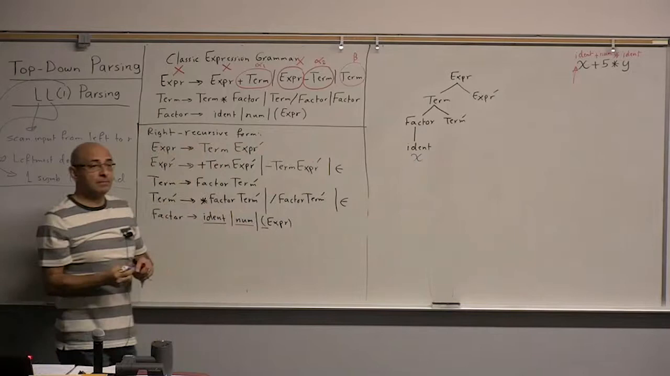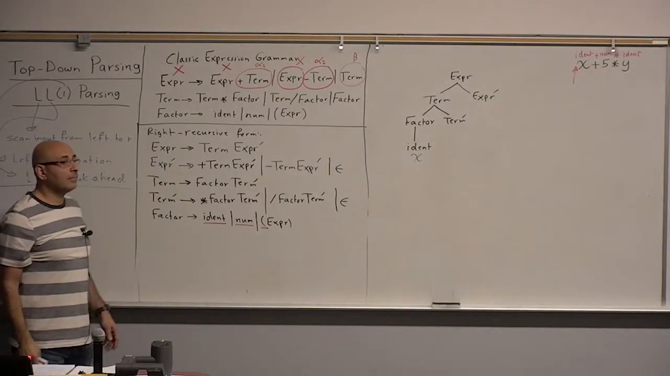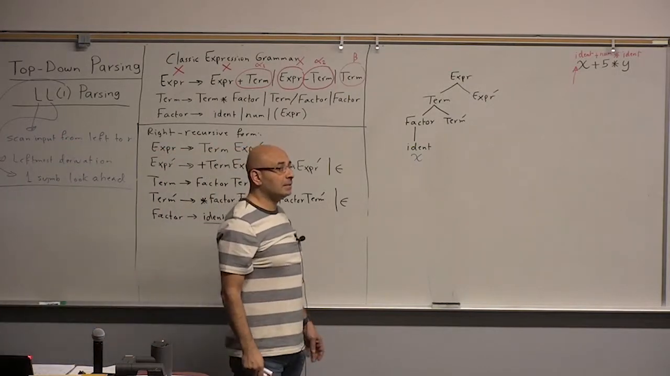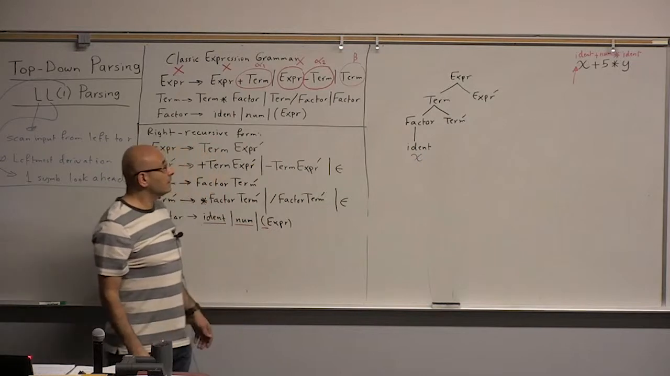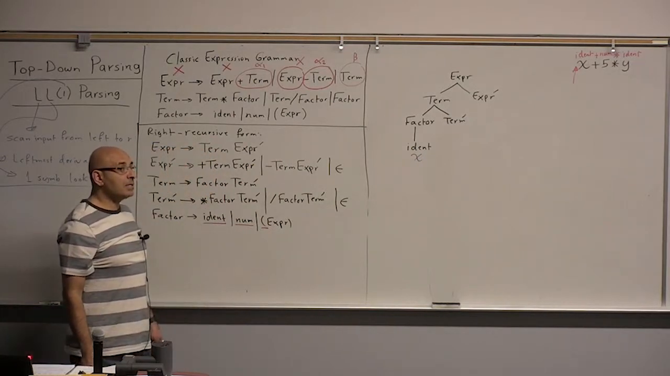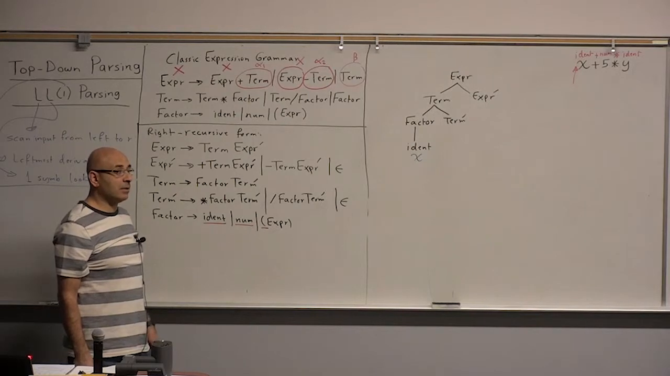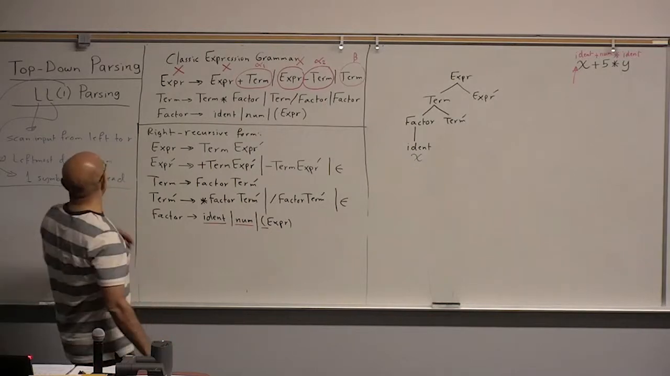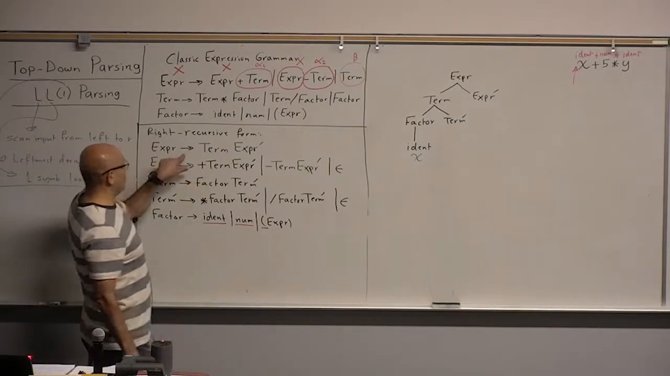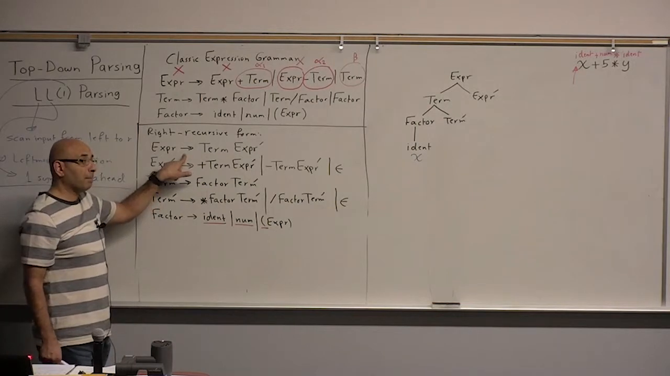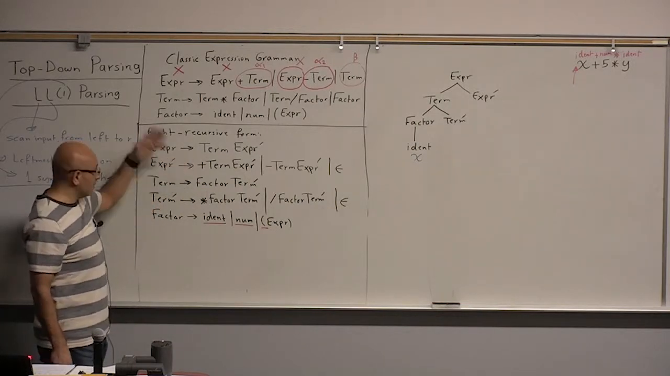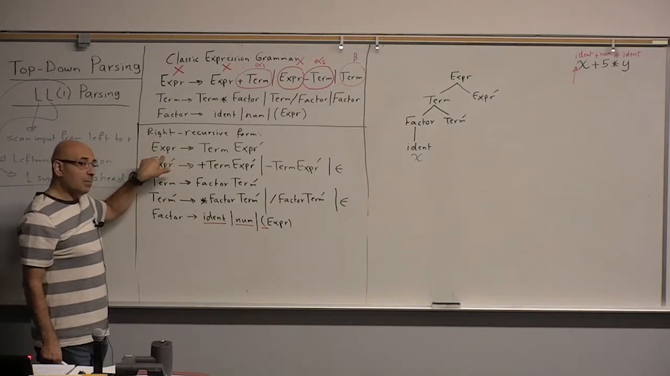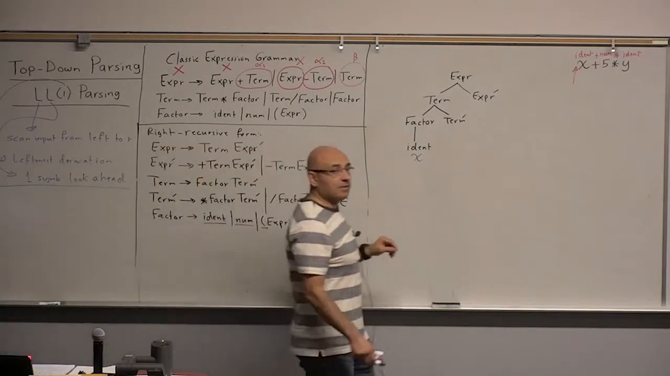Yes, what's the question? The parser, when it executes, the first thing it sees is the identifier, right? So how does it know to start with expression instead of starting with factor? Because it's top-down parsing. You always start with the start symbol, the start variable. Factor is not the start variable. So that's why it's top-down. Always start with the start variable for your grammar, and the start variable for this grammar happens to be expression. So top-down parsing means you start with the start variable, always.